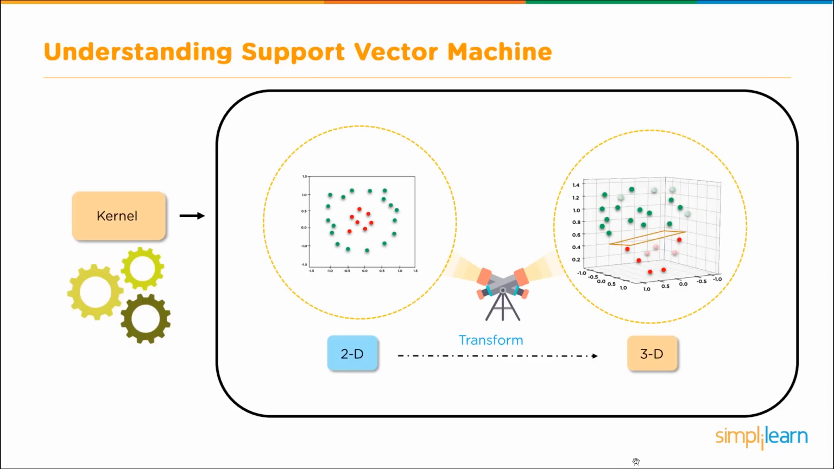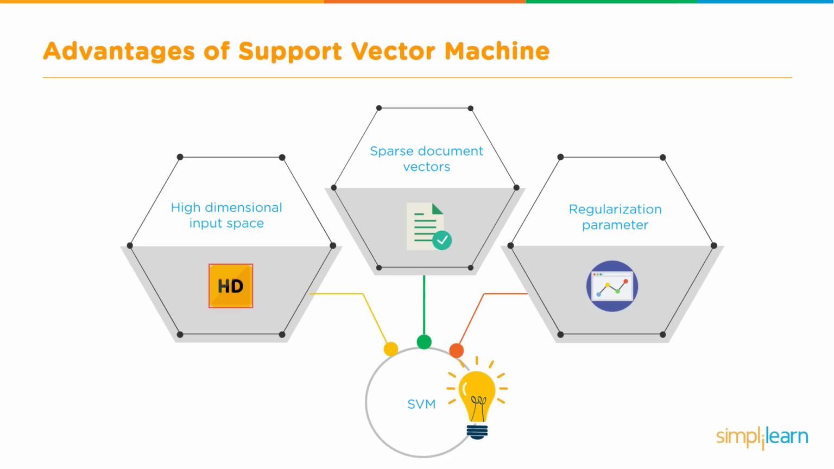So to do that, we need to transfer the 2D to a 3D array. And when you translate it into a 3-dimensional array using the kernel, you can see where you can place a hyperplane right through it and easily split the data. Before we start looking at a programming example and dive into the script, let's look at the advantages of the support vector machine.